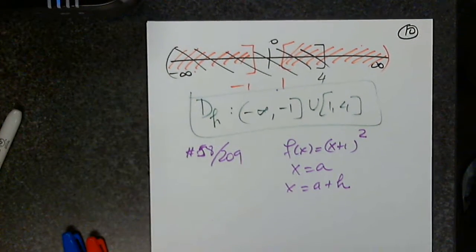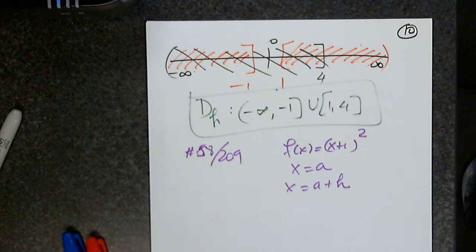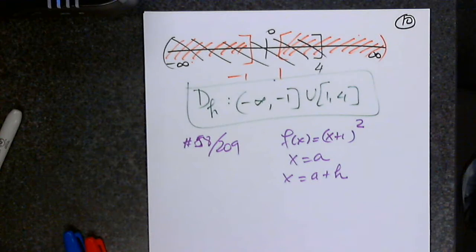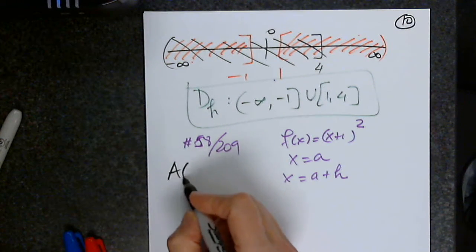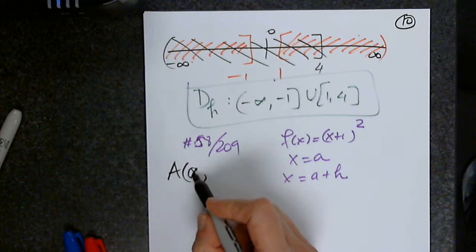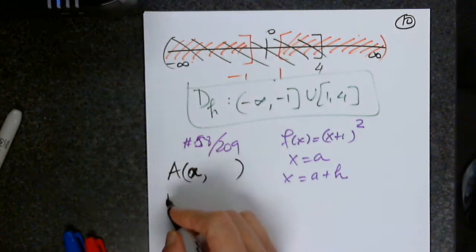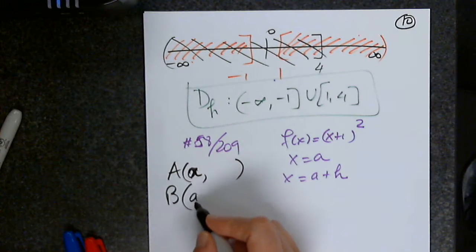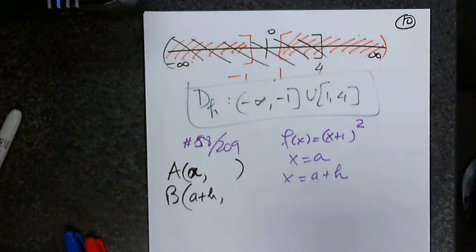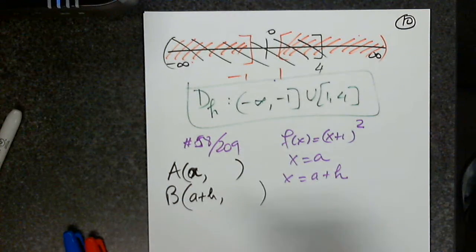I don't see the points. I see two x values, but I don't see the points. How do I determine the points? So I have a point with x being a, but I don't see the y value. And I have a point with the x coordinate being a plus h, but I don't see the y value. How do I determine the y value when x is a for this particular function?